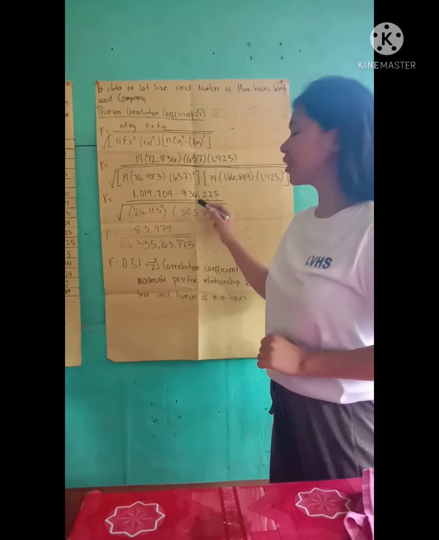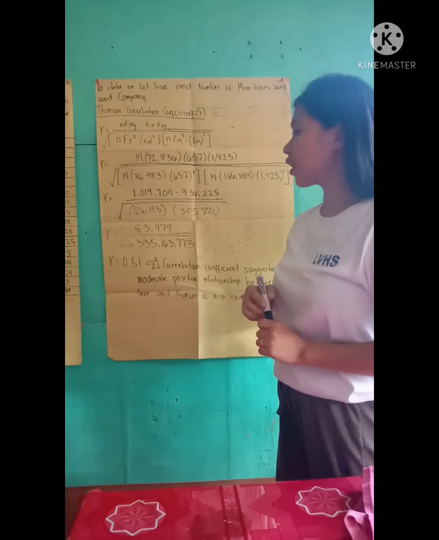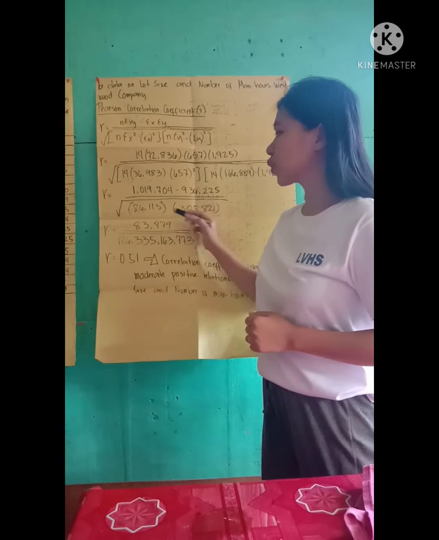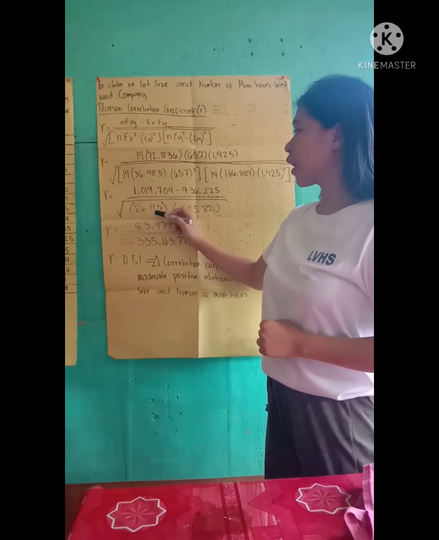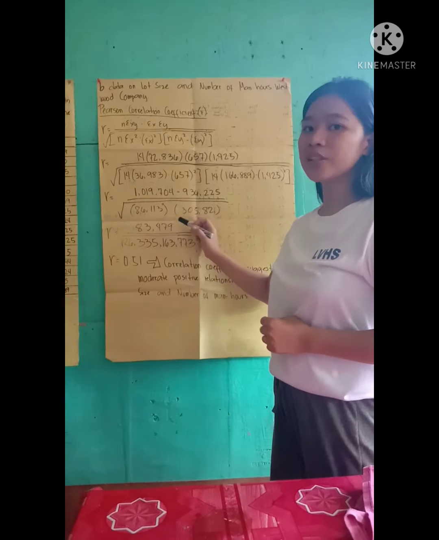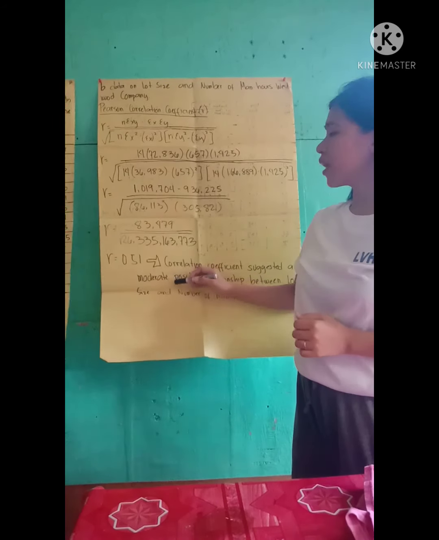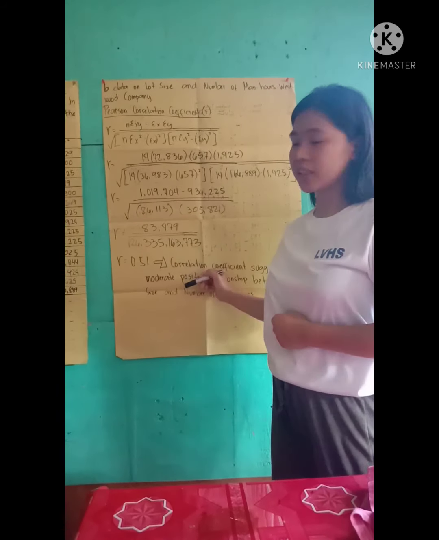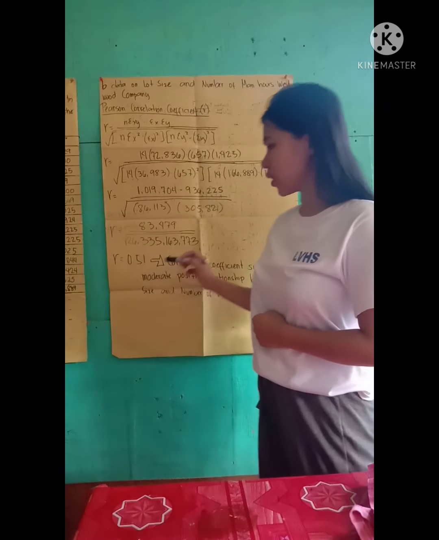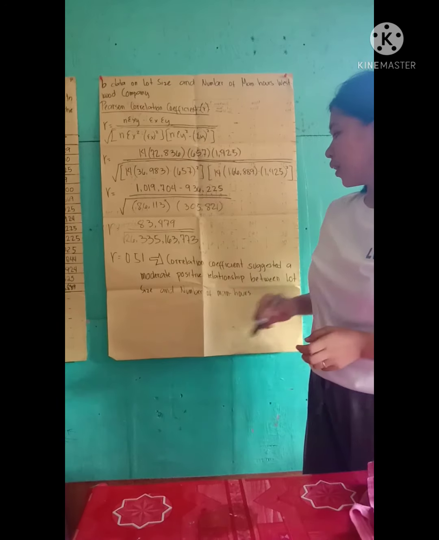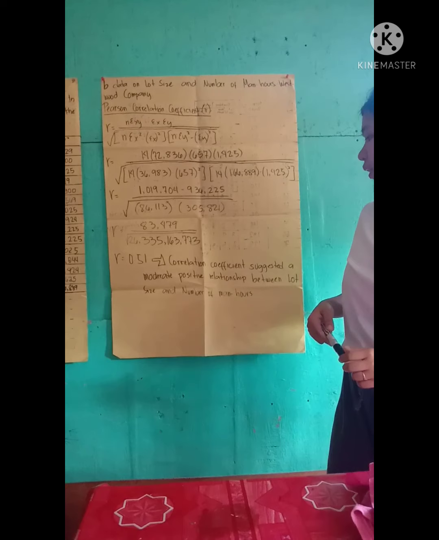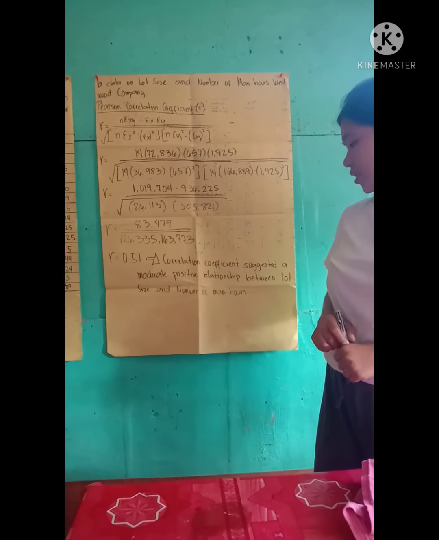So R is equals to 1,019,704 minus 936,225 is equals to 83,479 divided by the square root of 86,113 times 305,821 is equals to 26,335,163,773. So R is equals to 0.51. The correlation coefficient suggested a moderate positive relationship between lot size and number of man-hours.